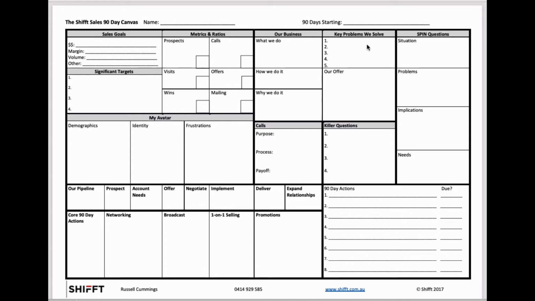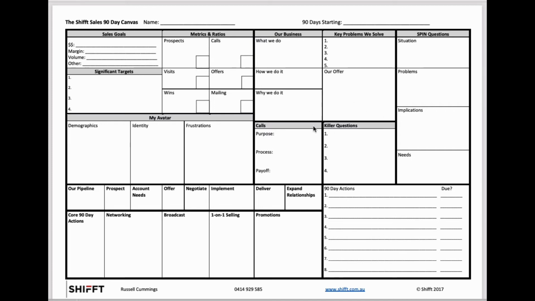What are some of the key problems we solve for our target market? Not in general, but for our target market. What are some of the key problems we solve? Therefore, what is our offer? And it could be package solutions to do X, Y, Z. You could do that sort of stuff.